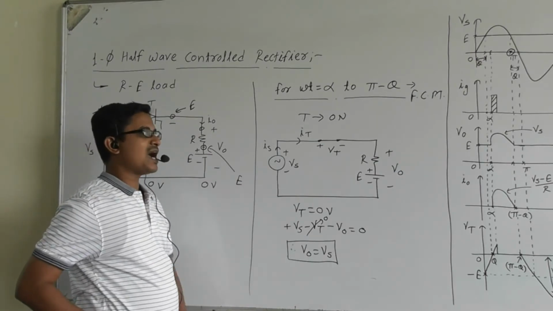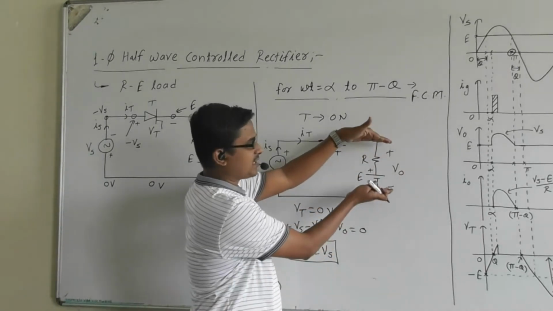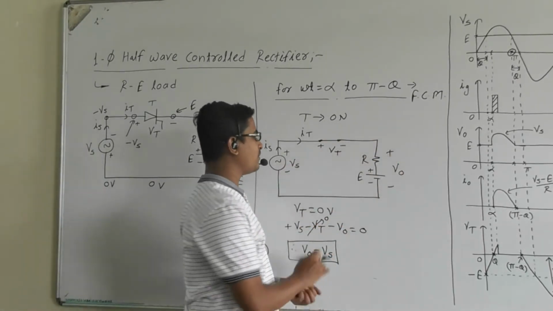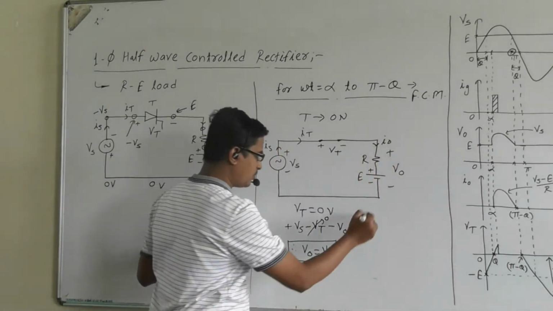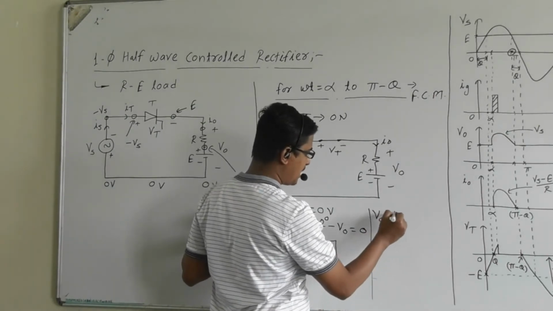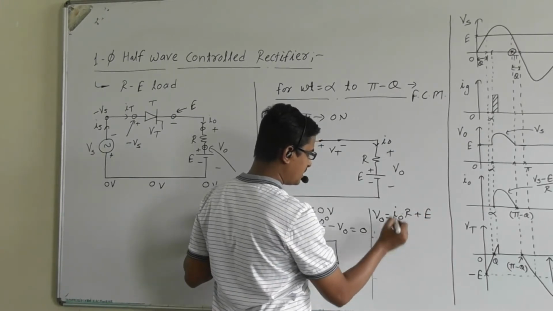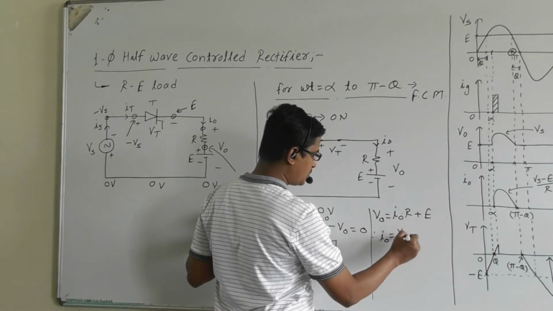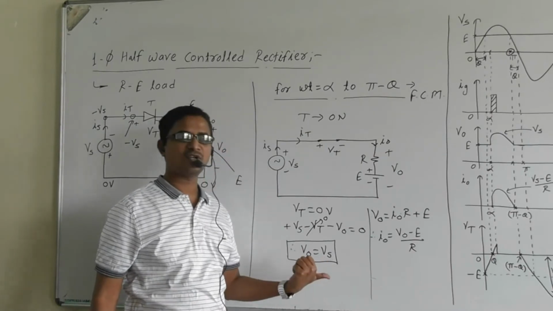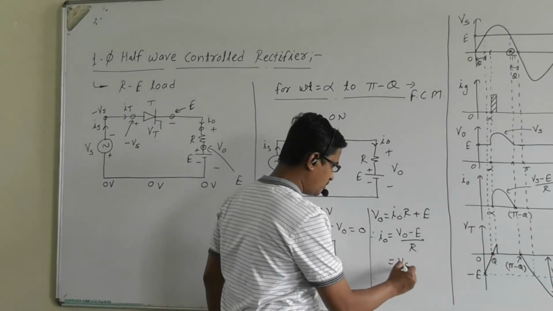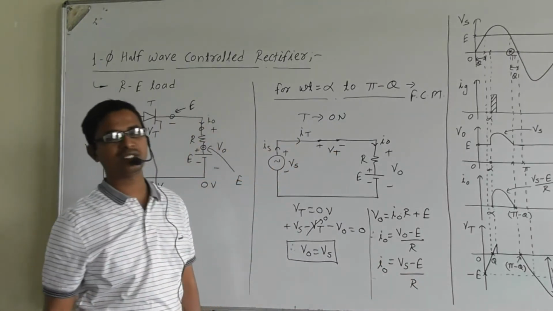Next, what is I0? If you check only this section of the circuit, can we write V0 is equal to I0 into R plus E, right? So from this, what is I0? I0 is equal to V0 minus E upon R. But what is V0? V0 is same as that of the supply voltage. So we can write I0 is equal to Vs minus E upon R. This is I0.